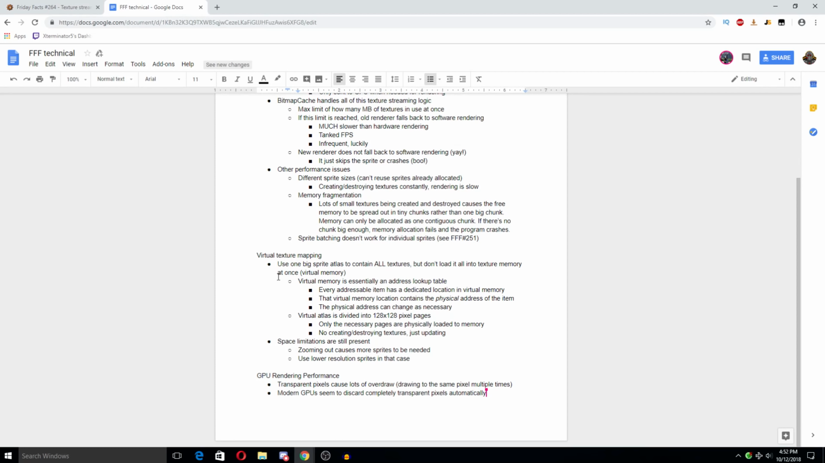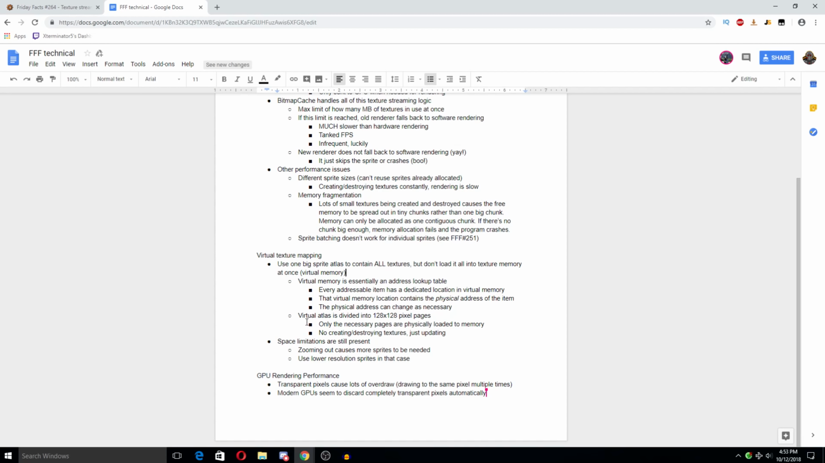So virtual texture mapping. Use one big sprite to contain all textures, but don't load it all into texture memory at once. So there's the virtual memory. Virtual memory is essentially an address lookup table. Every addressable item has a dedicated location in virtual memory. The virtual memory location contains the physical address of the item. The physical address can be changed as necessary.